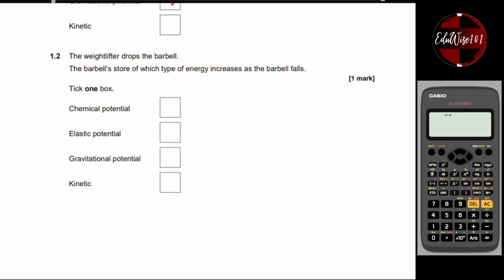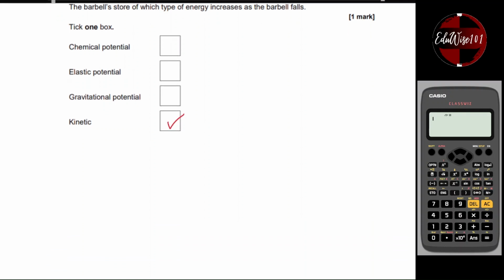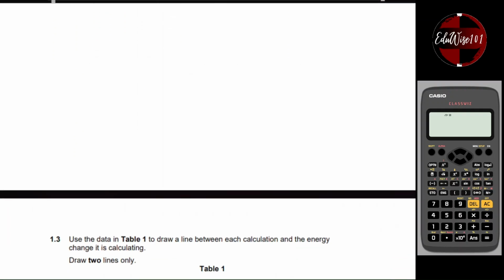The weightlifter drops the barbell. The barbell store of which type of energy increases as the barbell falls? That would be kinetic energy. Next question.